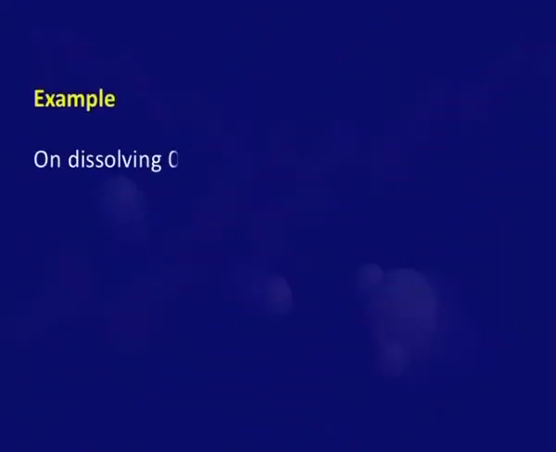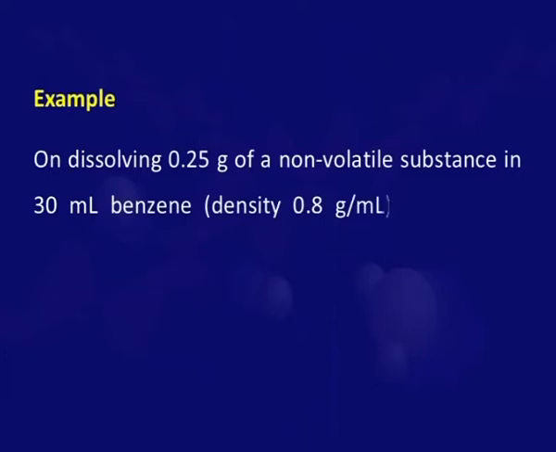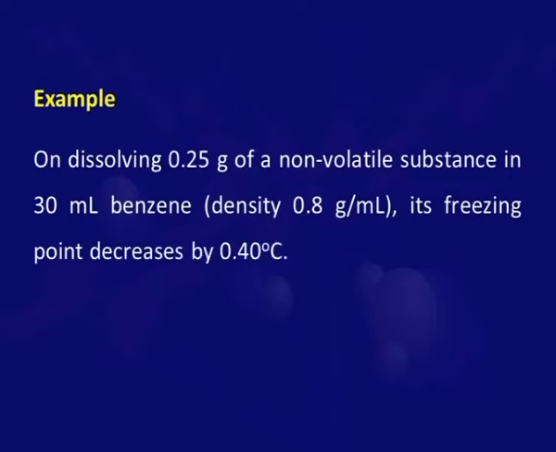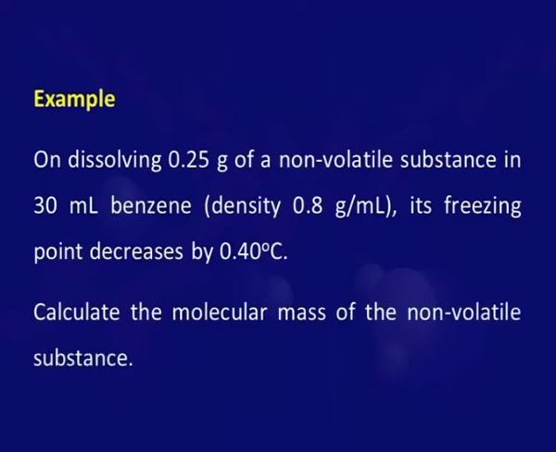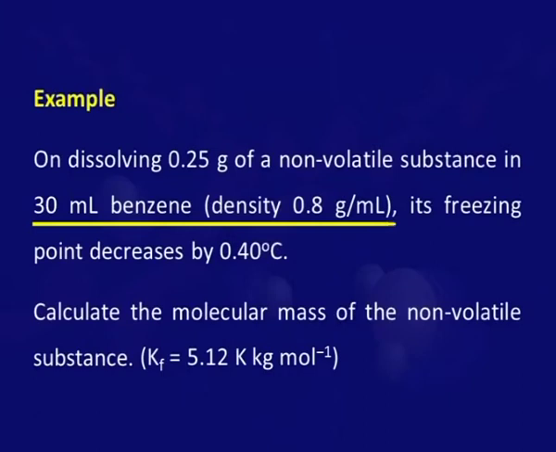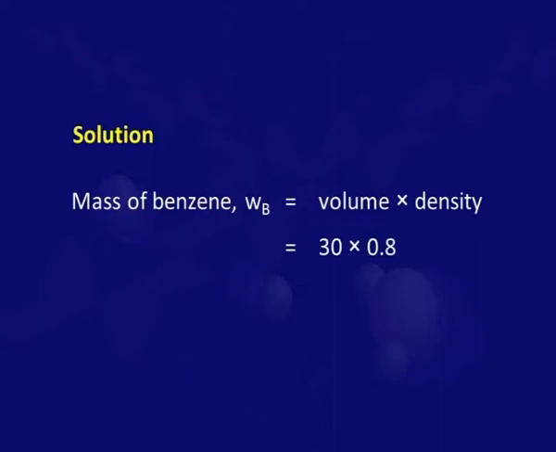On dissolving 0.25 grams of a non-volatile substance in 30 ml benzene, here density of benzene is given as 0.8 grams per ml. The freezing point of the solution decreases by 0.40 degrees Celsius. Calculate the molecular mass of the non-volatile substance. Kf for benzene is given as 5.12 Kelvin kg per mole. Now weight of solvent will be equal to volume into density. As density and volume both are given, we can calculate the weight of benzene, which is equal to 30 into 0.8 equal to 24 grams.